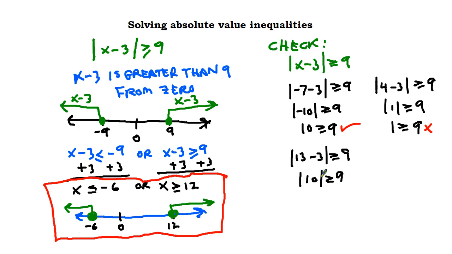If I take the absolute value of 10, I will just get positive 10, just like if I took the absolute value of -10. And 10 is greater than or equal to 9, yay. That means that 13, which is over here, is a valid solution. And -7, which is over here, is a valid solution. And 4, which is somewhere in between here, is not a valid solution. This graph and these two inequalities give me the correct information about what possible values x can have to make this inequality true.